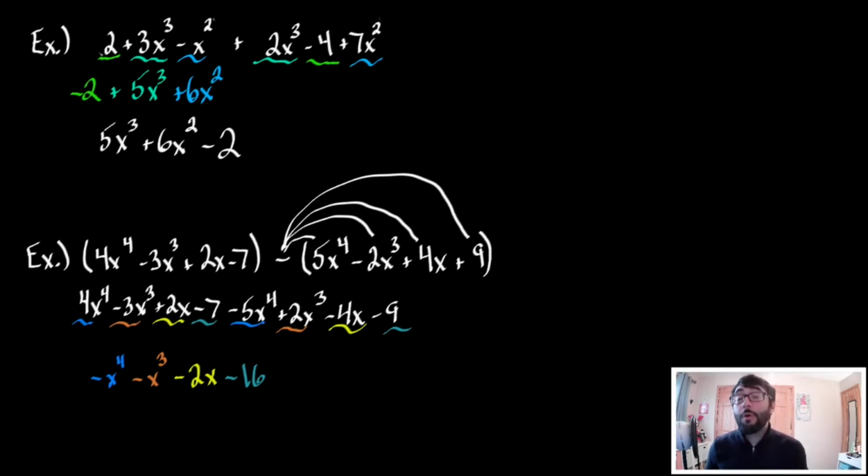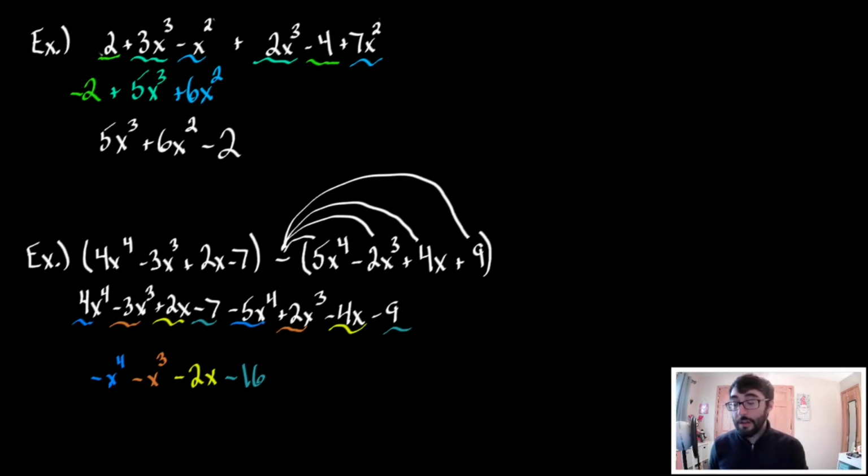It is okay to have a negative leading term if we're not factoring. If we were factoring, we want to factor out at least a -1, but we're just simplifying, we're just subtracting these polynomials, so this is a perfectly acceptable answer.